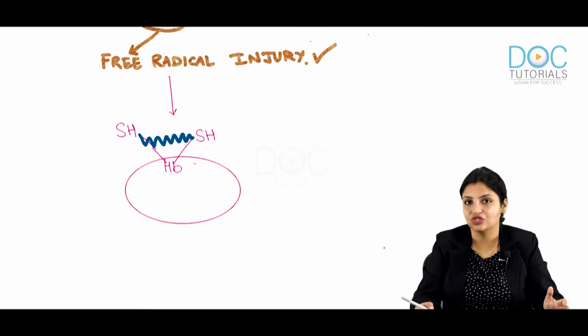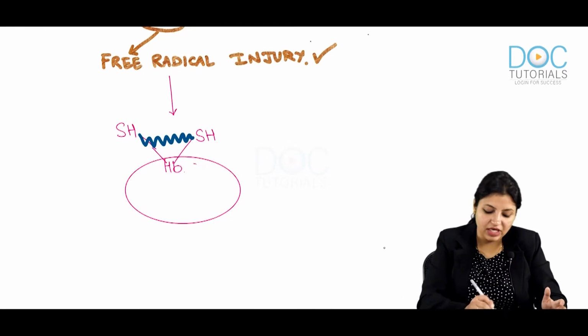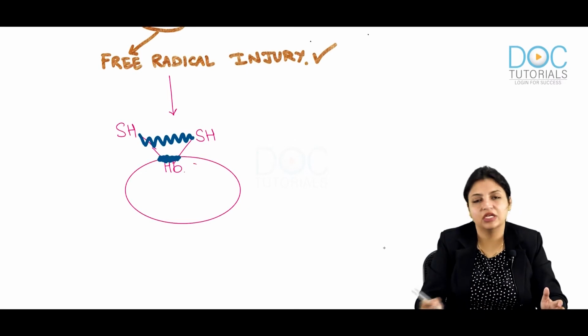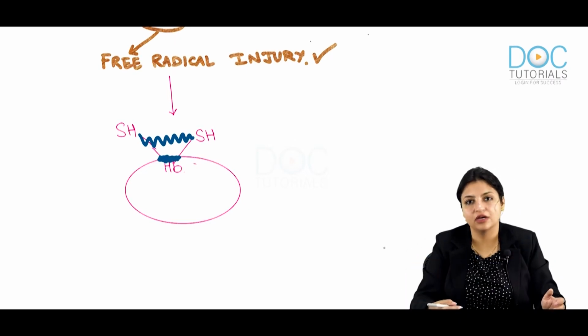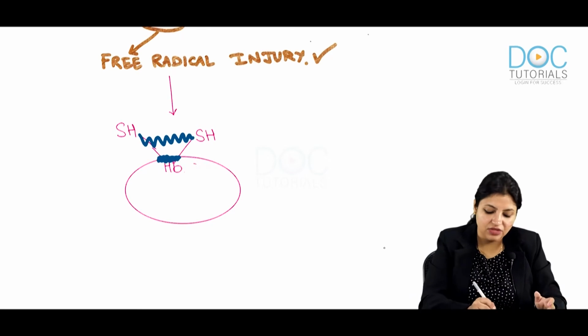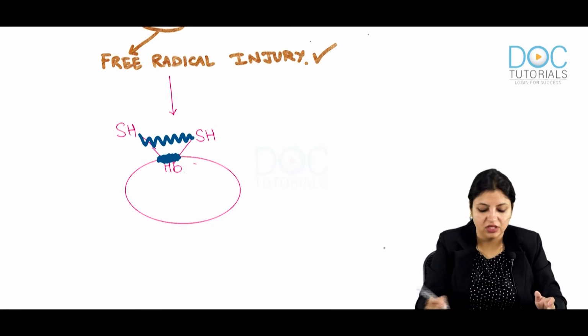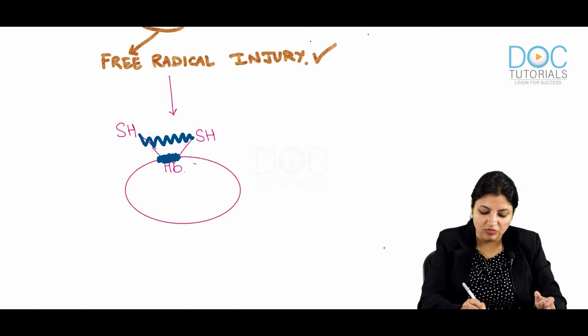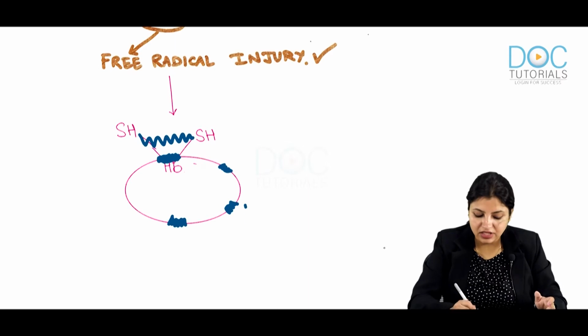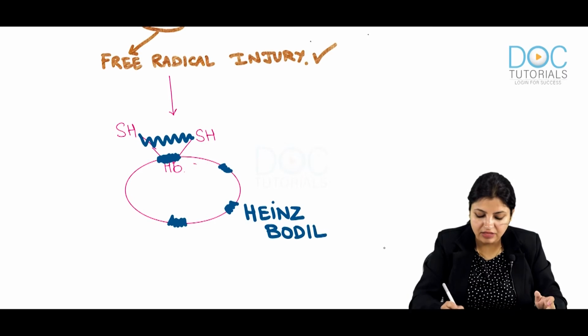Okay, they will join with each other, and because of this binding, this hemoglobin will become denatured. So there is cross linking of the sulfhydryl groups because of free radicals, and this hemoglobin will become denatured. So this denatured hemoglobin will attach to the membranes of the red cell like this. Okay, and this denatured hemoglobin is called Heinz bodies.